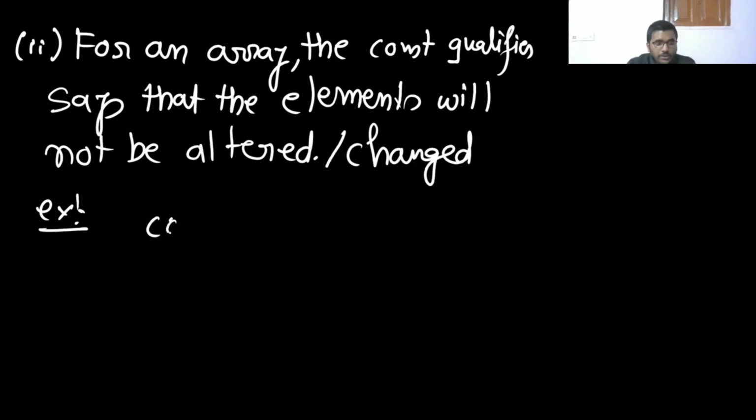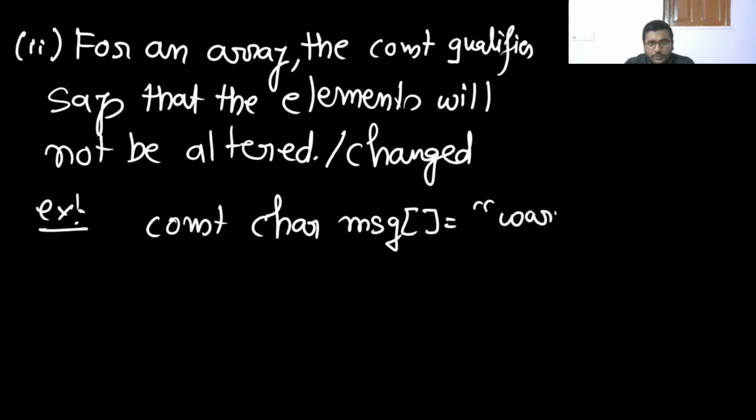So if you have a const char message equal to warning, it's not going to change. So this was just remaining in the declaration.